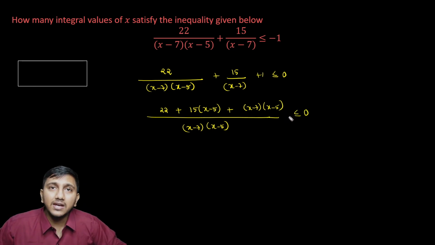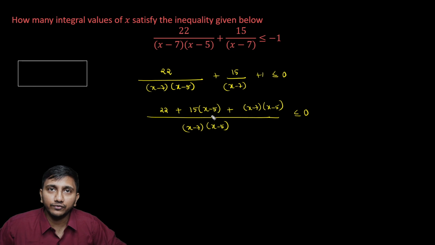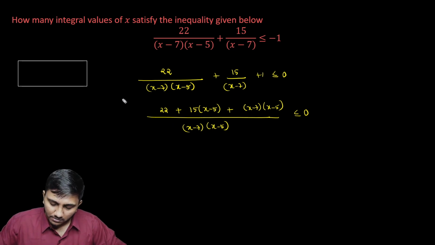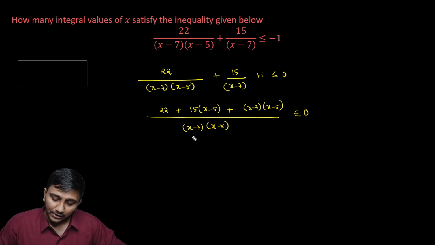Now this being an inequality, I cannot say I can take this on the other side and make it 0, because I need to know the sign of this. Inequalities will reverse if you multiply both sides by a negative value. So as I don't know the sign of this, I cannot multiply this side and this side by (x minus 7) into (x minus 5) and say I'm cancelling this one. That's not possible. So how do we resolve the situation? What we can do, and that's how we solve these kinds of polynomial inequalities when they are coming as p by q forms.